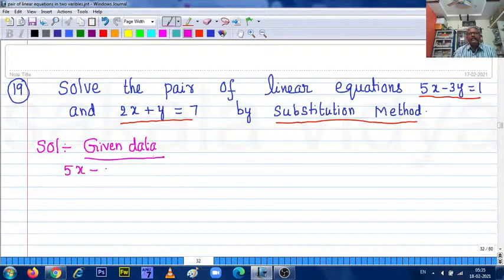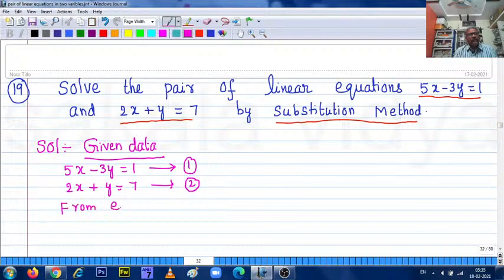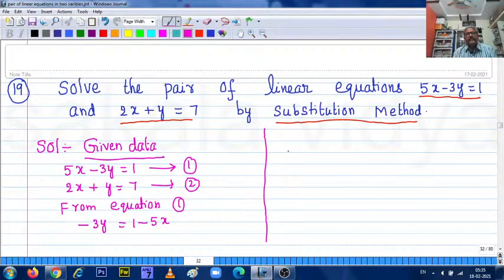5x minus 3y equals 1, say equation 1. 2x plus y equals 7, this is equation 2. Now from equation 1, minus 3y equals, we can write, 1 minus 5x. Take 5x to this side. Again you see, y equals, we can write, 1 minus 5x by minus 3.